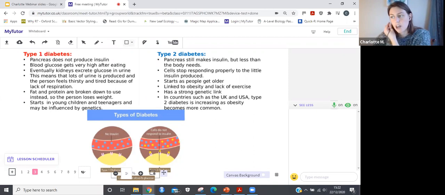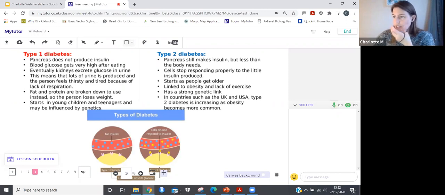I think we've answered the type 1 and type 2. Is there a relationship between type 1 and type 2 diabetes? No. Apart from the fact that they are both caused by problems with insulin. Why do people inject themselves? We are coming to that.